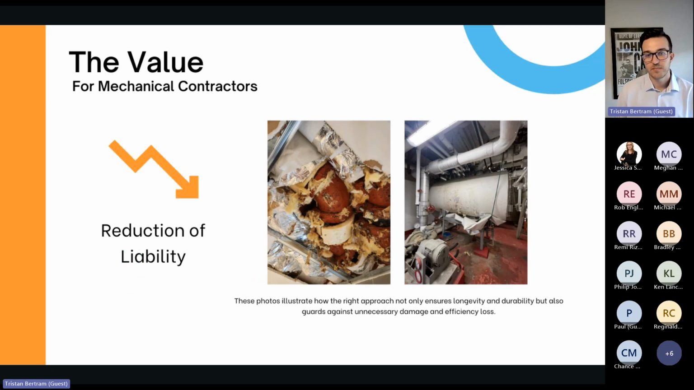So mechanical contractors can mitigate the risk of liability associated with system failures resulting from poor insulation. QAC programs ensure that contractors adhere to rigorous quality standards, reducing the likelihood of insulation-related issues that could lead to costly repairs or legal disputes. These photos underscore the critical importance of installation methodology and material choice in preventing failures and damage caused by improper insulation. They illustrate how the right approach ensures longevity and durability.